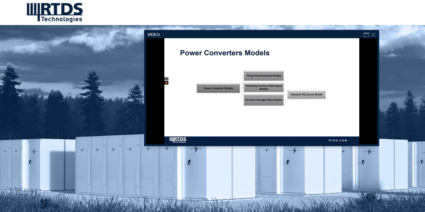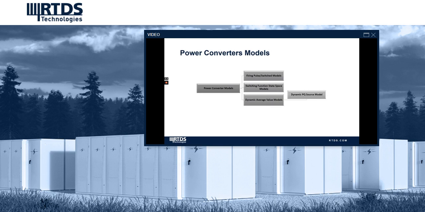Dynamic average converter models and dynamic PQ source models are simplified representations compared to switching function models and fully switched firing pulse converter models. They use the converter signals at fundamental frequency to control an AC source, and the DC interface of the renewable and energy storage is provided through a power balance equation.